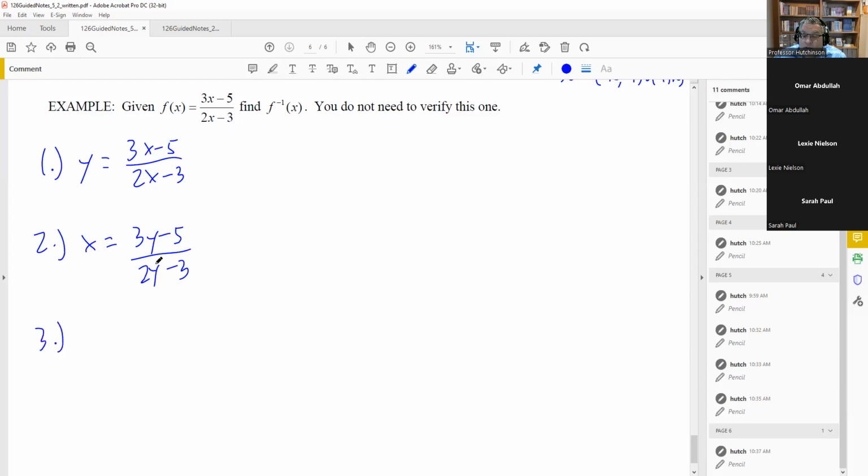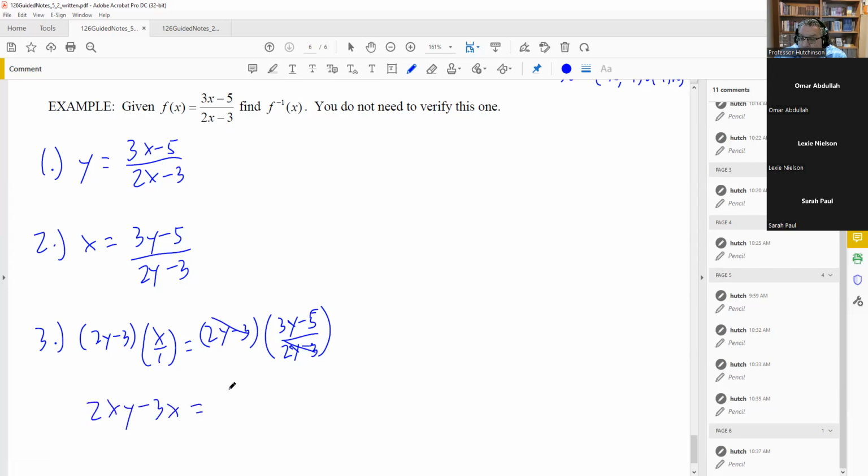Step 3 is to solve for the y. So as before, I'm just going to multiply both sides by the common denominator, that's the denominator here, 2y minus 3. If we do that, the 2y minus 3 is going to cancel out. And so then let's keep on going with this. We multiply by the x, we get 2xy minus 3x, and that's going to equal 3y minus 5 right there.